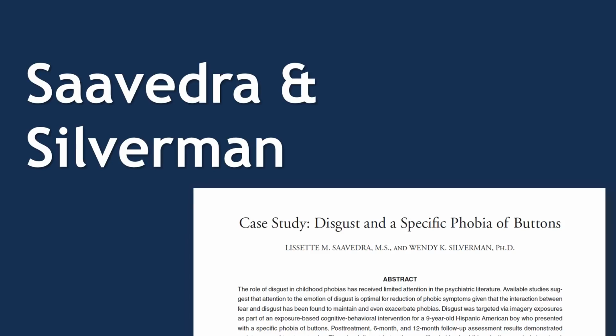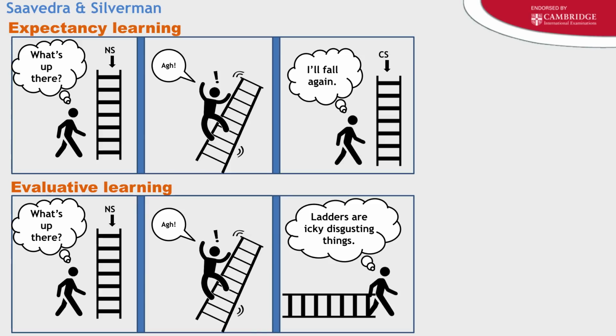In the preamble to the study, they talk about two types of ways that phobias are learned. The first is called expectancy learning, and this conforms very easily to what we just talked about. Another way of saying this is expectancy learning is similar or the same as classical conditioning. So somebody sees a ladder, which is a neutral stimulus. He falls off the ladder. The next time he sees a ladder, he feels fear. Now the neutral stimulus is conditioned. So in other words, he expects to fall if he climbs it again.